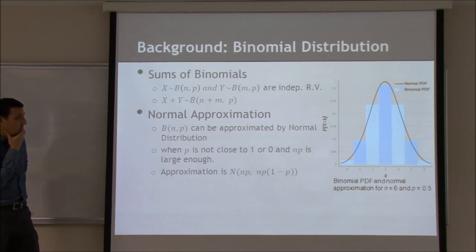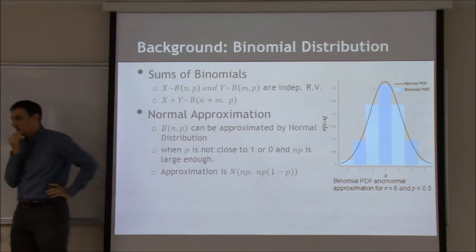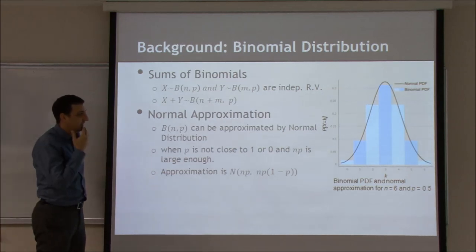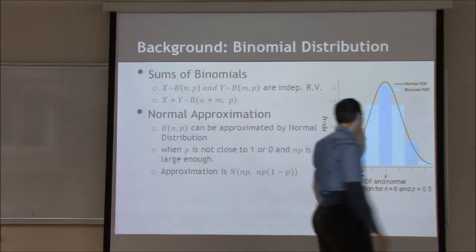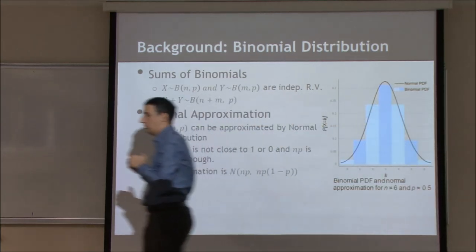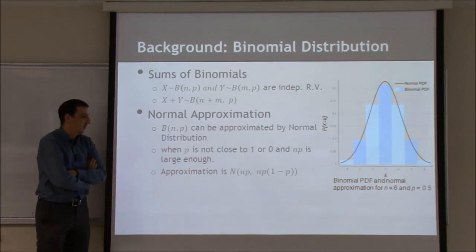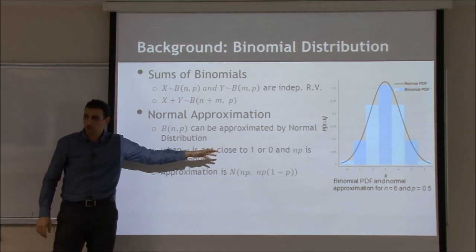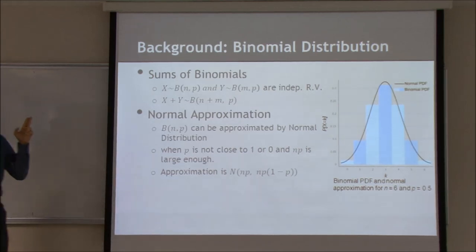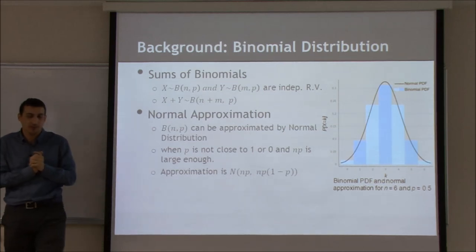And we also use the normal approximation of binomials if we want to transfer our problem to the continuous case. We see that the binomial PMF is symmetric and looks a bit Gaussian, yes. So the approximation of binomials can be done if p is not so close to 1 or 0 and np is large enough. Large enough depends on how much error you can tolerate.